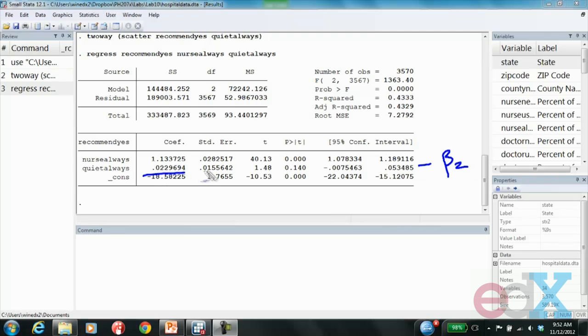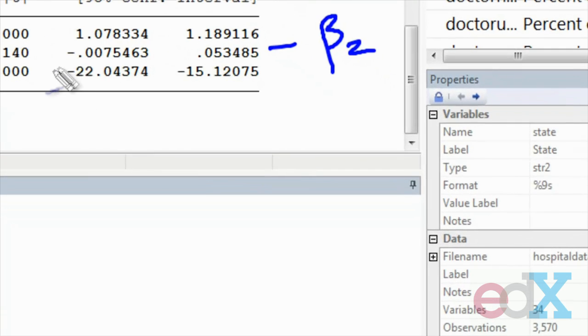Similarly, we can look at beta 2. We could say that we estimate that beta 2 is equal to 0.02 with a 95% confidence interval from about negative 0.01 to 0.05. And we can interpret our estimate of beta 2 as for a 1% increase in the percent of patients who say the hospital is always quiet, we see on average a 0.02% increase in the percent of patients who would always recommend the hospital when we fix the percent of patients who say that their nurse has always communicated well.